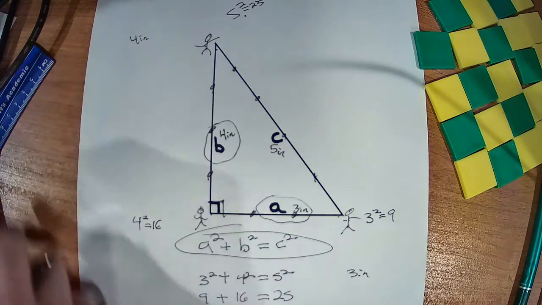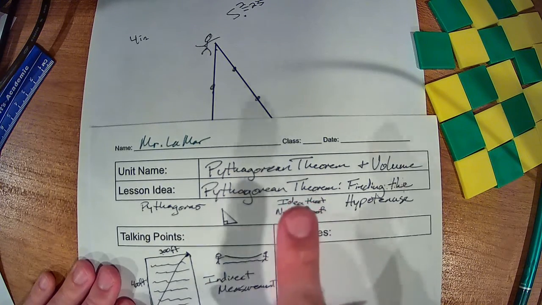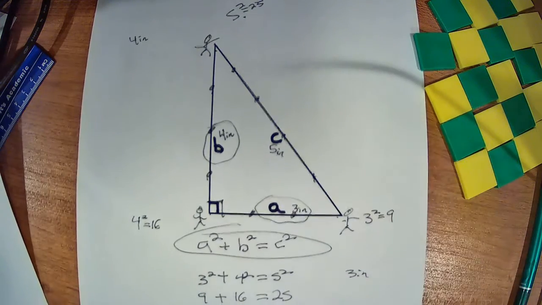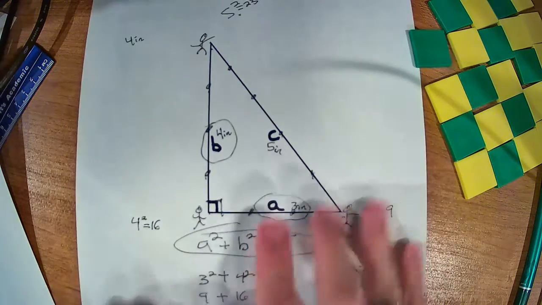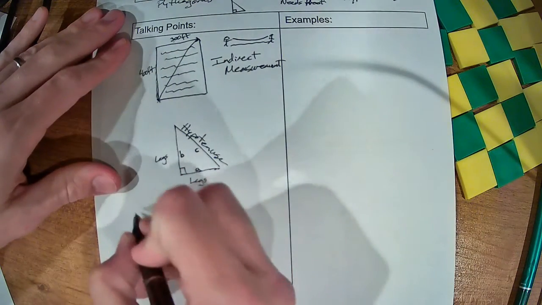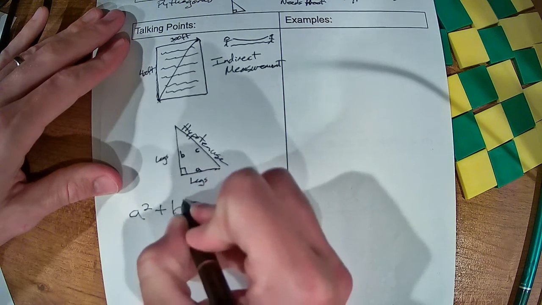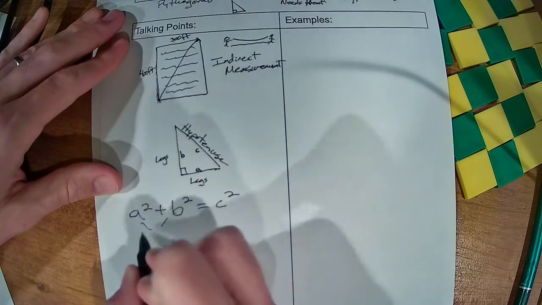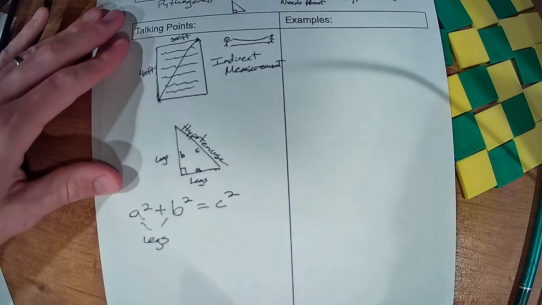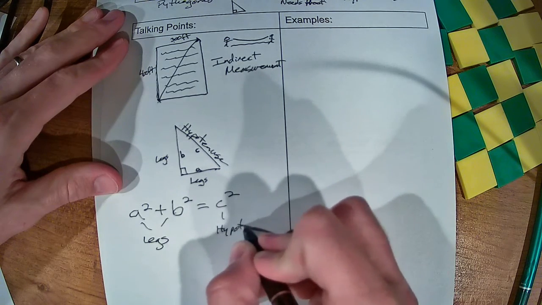The Babylonians knew about this, and they had tablets of numbers of different sides of right triangles. But it wasn't until Pythagoras that he wrote this idea down and proved it very much like what I just showed you by making the squares, drawing it out, and showing how it works. So let's write this down. The Pythagorean theorem is a squared plus b squared equals c squared, where a and b are legs of a right triangle and c is the hypotenuse.